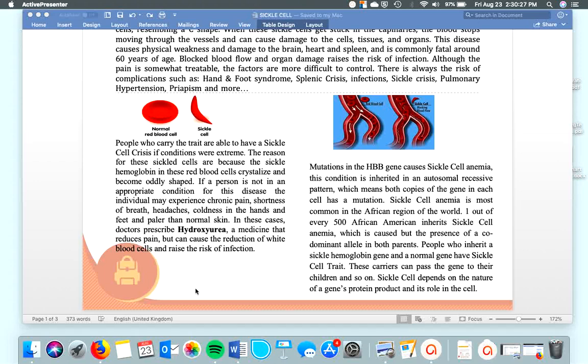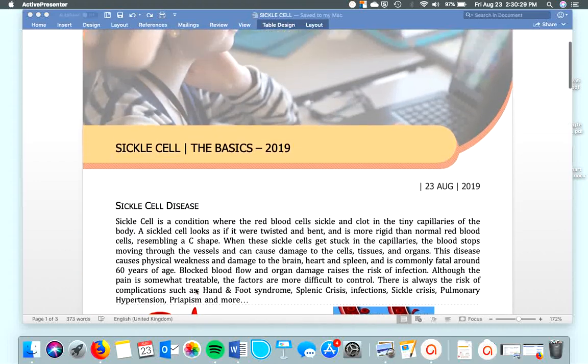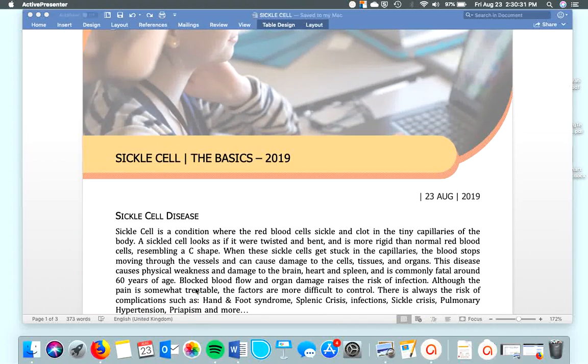A few other things that I would mention to my patient would be that sickle cell is one of the most common genetic blood disorders. It affects about 100,000 people in the United States. I would also add that there are special blood tests that you can use to confirm whether or not you have sickle cell the trait or the disease.